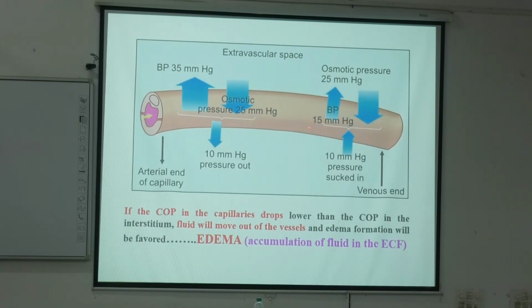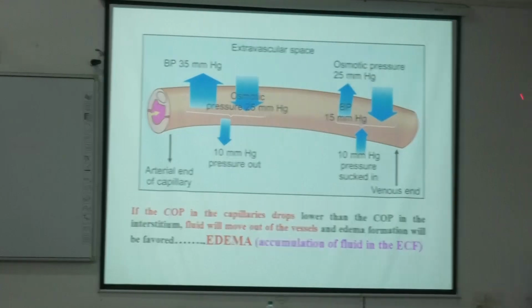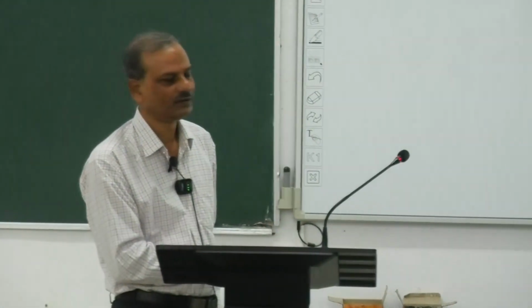Now again this will be here 25, so the fluid will not be able to be taken up by the venular end. So there will be accumulation of extracellular fluid in the tissue space, and that is the basis of formation of edema.